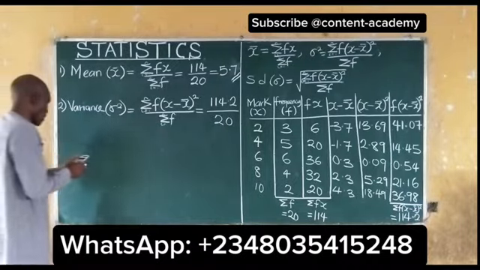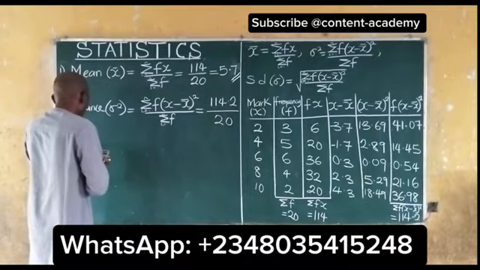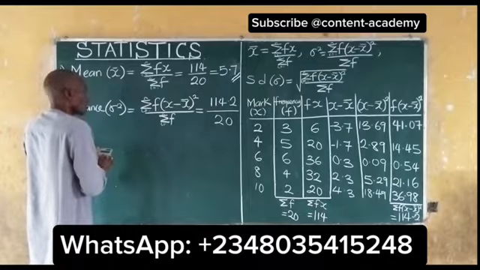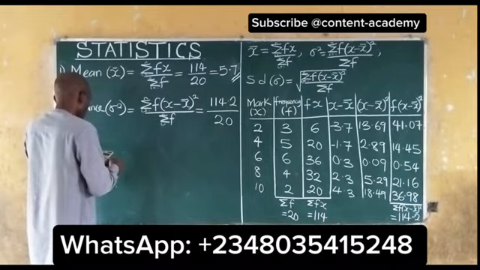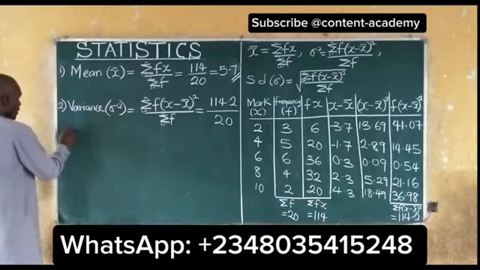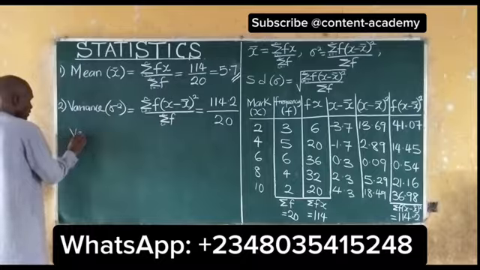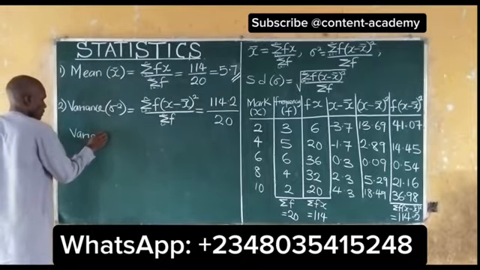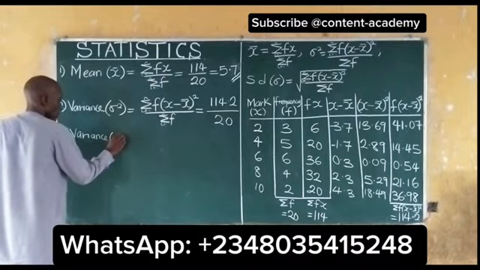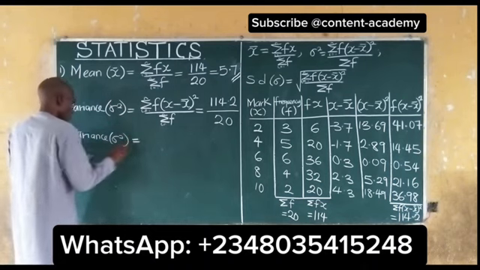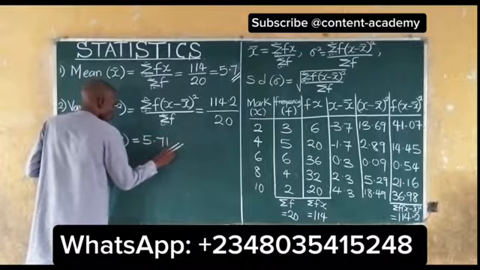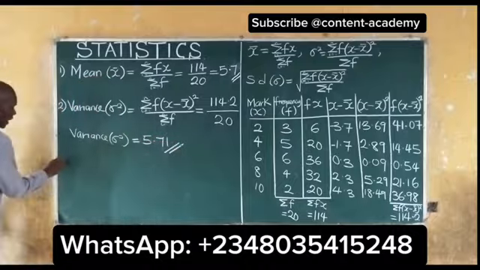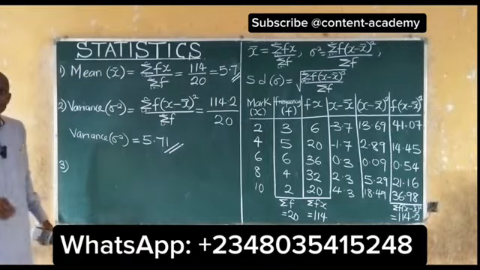We have 114.2 divided by 20. So we have our variance to be equal to 5.71.